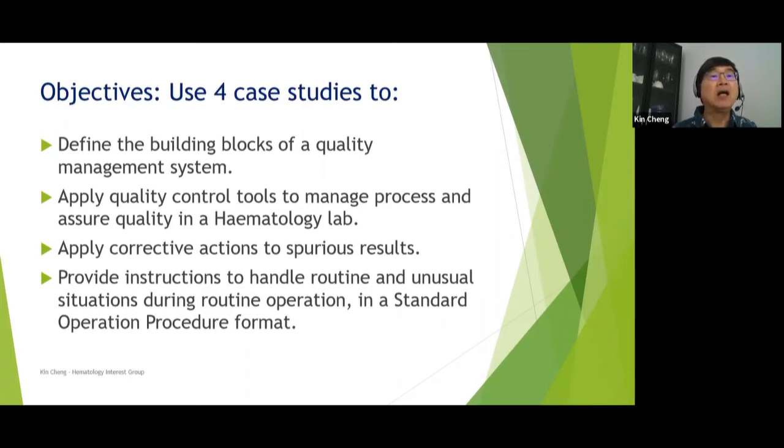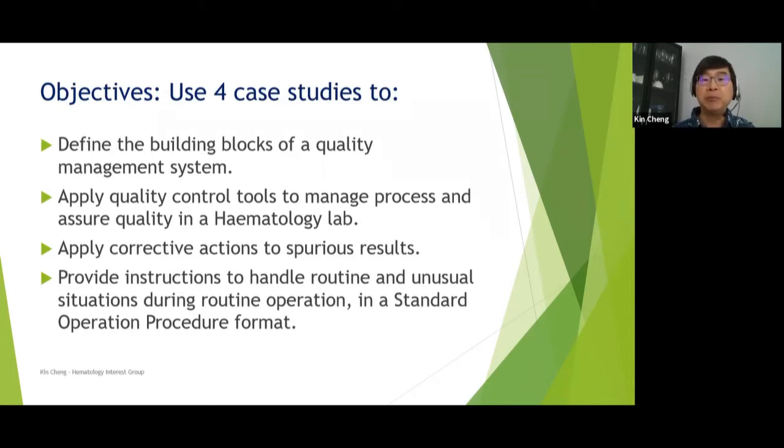Another objective is to apply these quality control tools to manage process. What does that mean by managing process? Managing process means that everything that you do every day in the lab is a process, but every one of these processes must be managed properly. And when a process goes wrong, what do you need to do?